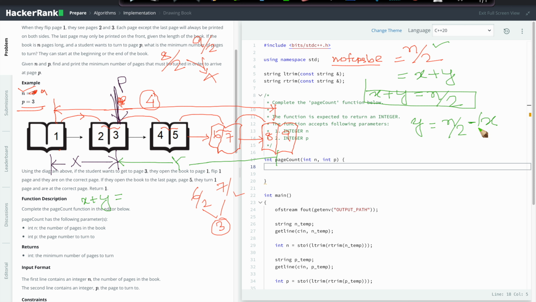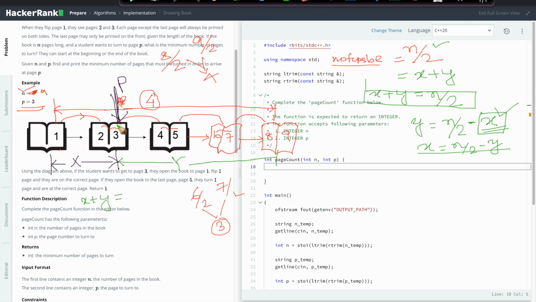So is there any way that we can find x? Or in the same way, x equals n divided by 2 minus y is also possible, right? So let's consider this one. How to find x, meaning this distance? Let's do it. To reach page 3 we need 1 flip. To reach page 4 we need 2 flips. That we have already discussed.